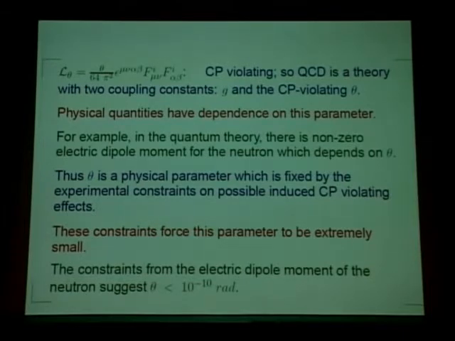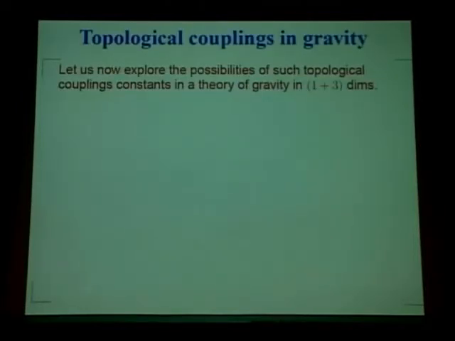Now, with these two examples of situations where total divergence terms in the Lagrangian density are quantum mechanically relevant, let me go over to the case of gravity. So let's explore the possibilities of such topological coupling constants in a theory of gravity in 1 plus 3 dimensions.